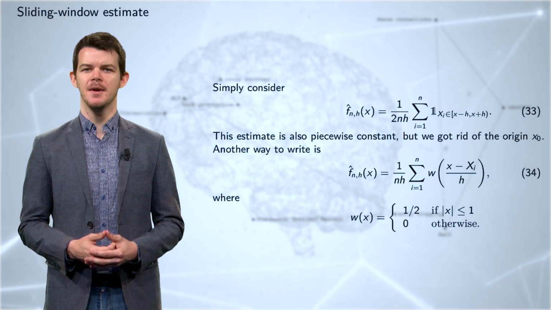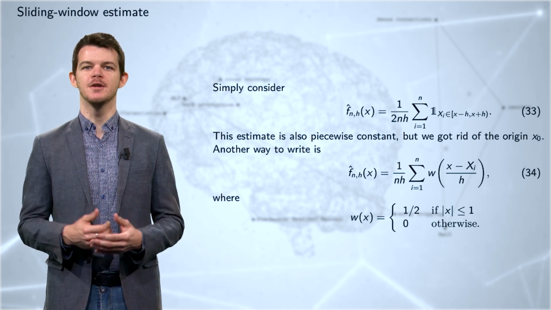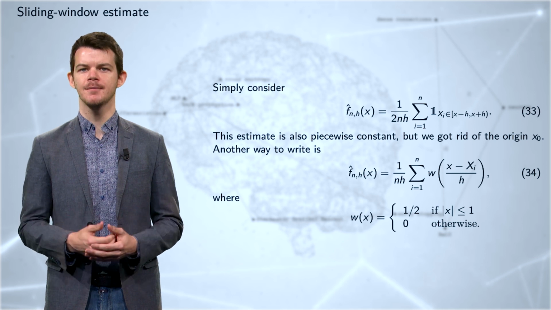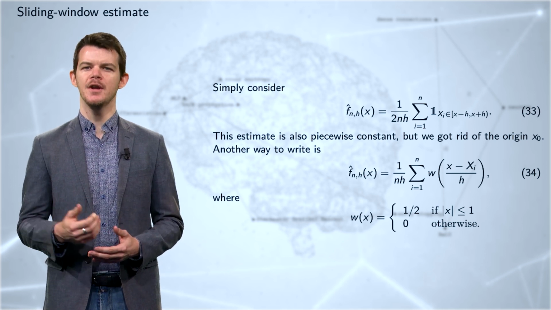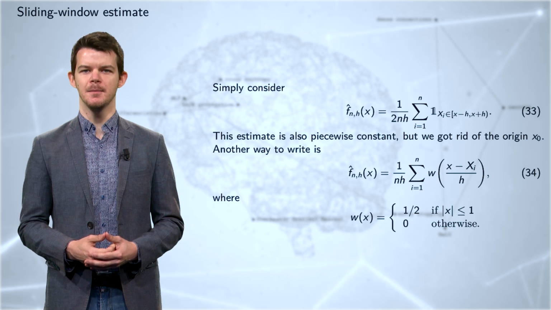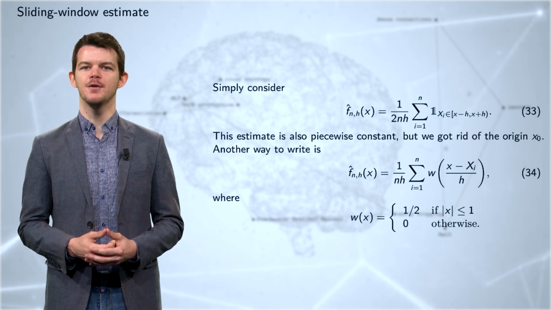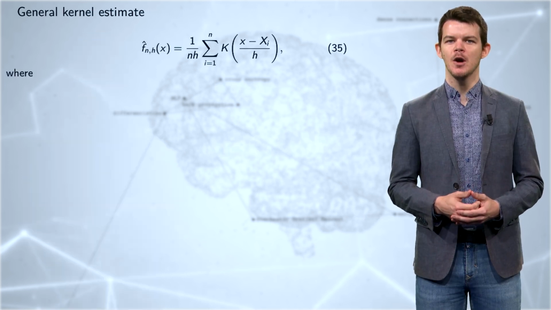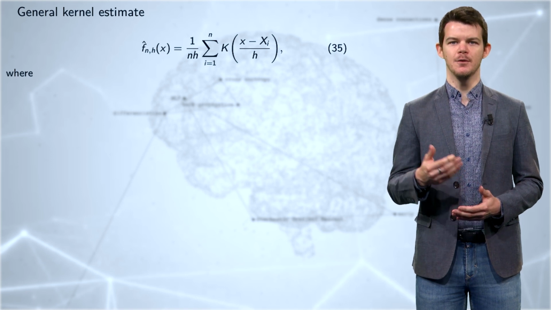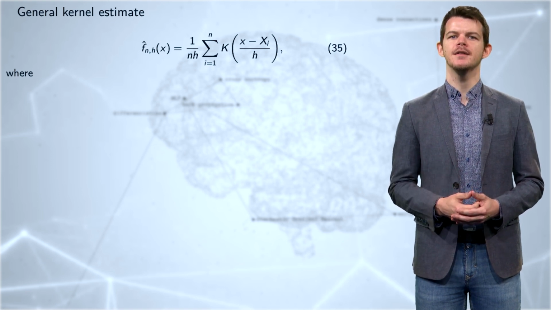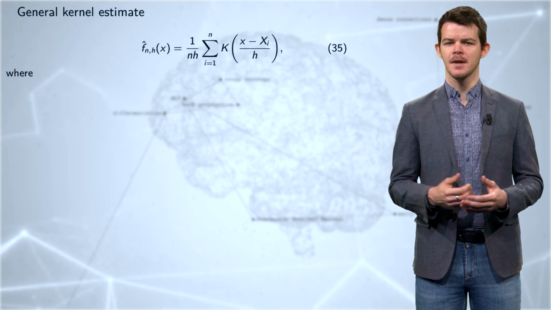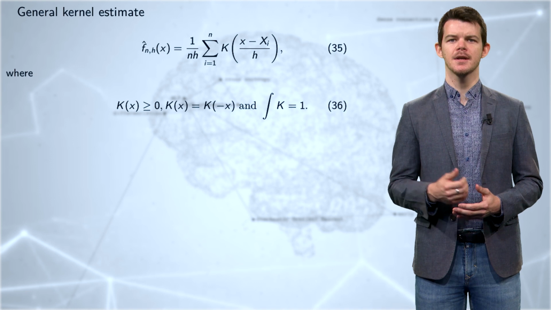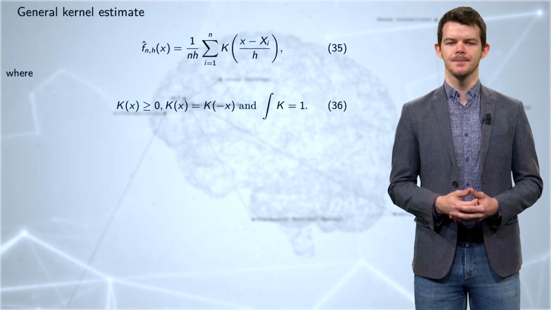Another way to write this estimate is equation 34, where we have introduced a weight or a kernel function w. This formulation allows us to consider more generic kernel estimates by simply changing the kernel function w. Since we are going to call the function a kernel, we have replaced w by k, standing for the kernel function. Usually, the kernel function satisfies the following conditions. K must be positive, symmetric, and its integral must be equal to 1. Several examples are listed below, but the list is of course not exhaustive.